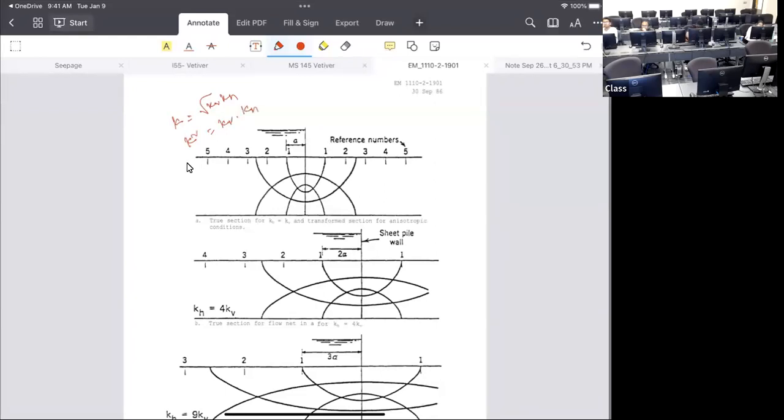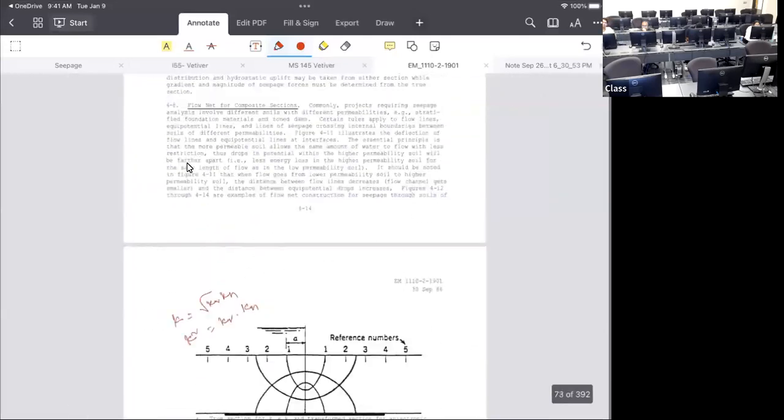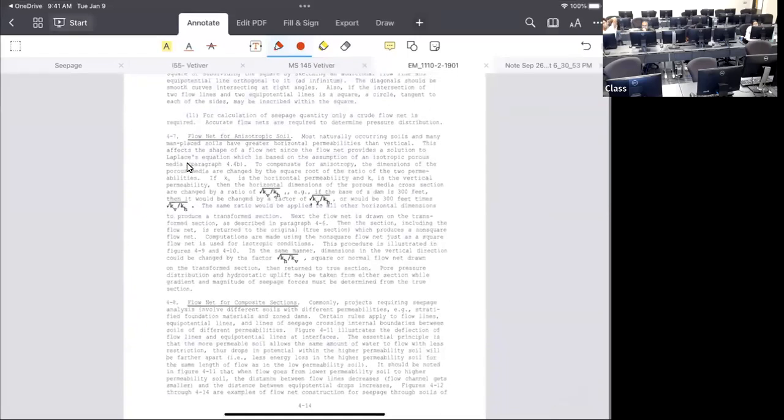So you need to adjust it in a square-root manner. So if you look at the rules, what you have to do is flow net for anisotropic soil. You just need to do the adjustment in terms of the scale. It's very simple. It's very simple.